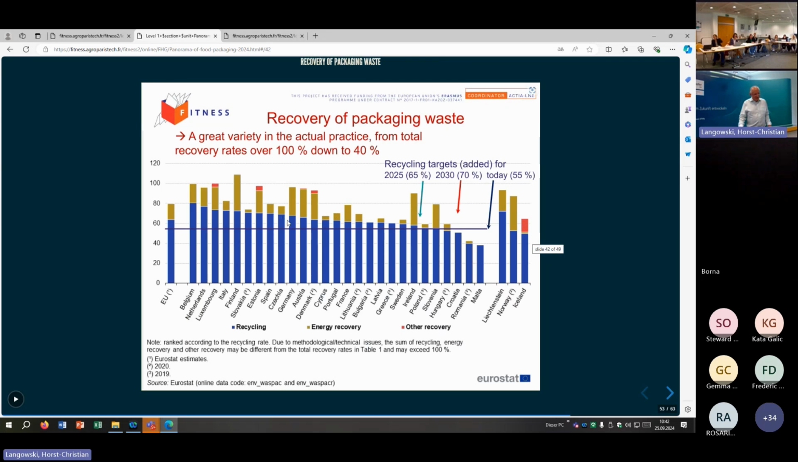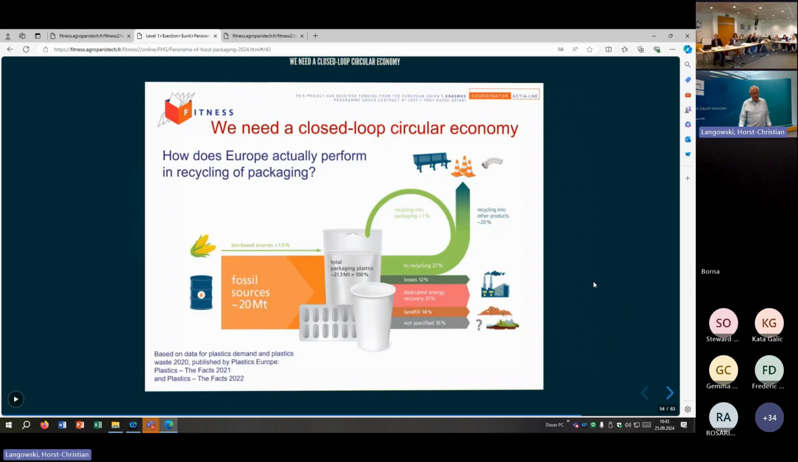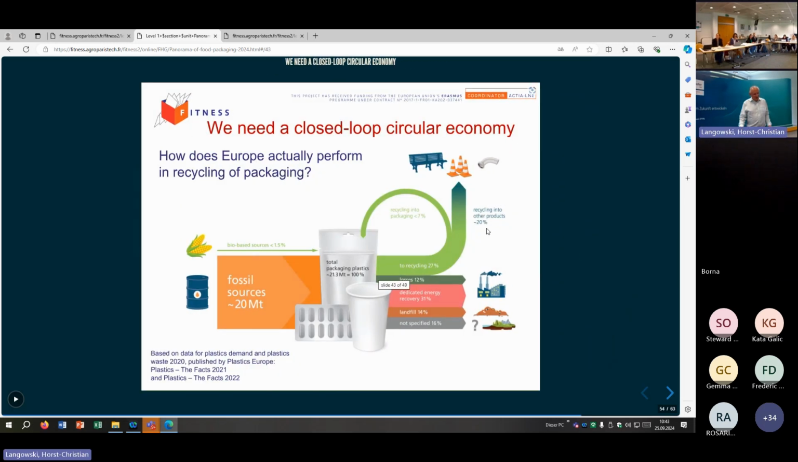So this is the performance of the countries. You see that there are some countries who are recycling a lot and not using landfill anymore, the top ones here, whereas there are many others, Romania, Malta, Croatia, and so on, who are still using landfill to a large extent. And this is something that's being reduced by the legislative actions of the European Union. So in the end, we need a circular economy, but we still are not very good in Europe in the performance of doing so. So there's a long way to go.